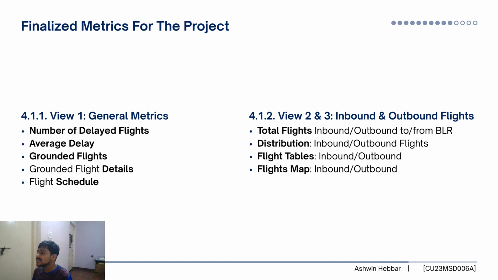And also there are the inbound and outbound flights, which are views 2 and 3, where we look at total flights, inbound and outbound, distribution of these same flights, and then also the flight tables for inbound and outbound, and the flight map for inbound and outbound. I'll be showing a demo of this, so I'm not going to go into specific details about all of these things.